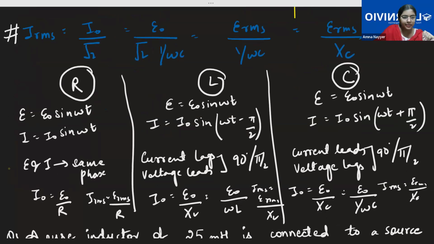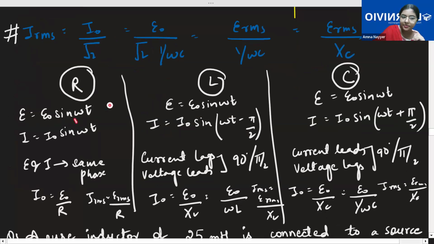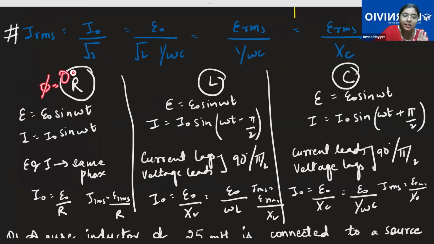Straight away, we'll start with series LCR circuit. So, I RMS is equal to I naught by root 2. We have derived this also. When we have a circuit having only the resistor, EMF and current both are in the same phase, because the phase difference between them is 0. So E is equal to E naught sine omega t, I is equal to I naught sine omega t, and E and I are in the same phase. So I naught will be equal to E naught divided by R, I RMS is equal to E RMS divided by R. This is all about the circuits having only resistor.